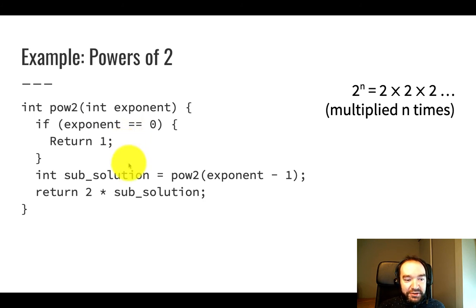Otherwise, we're in a general case when the exponent is greater than 0. And the idea is I'm going to say, calculate everything after the first 2 times. So recursively compute all the other 2 times parts. That gives me the product of everything after the first 2 times, and then I need to multiply that number by 2. So call pow2 recursively on exponent minus 1. That gives me everything mathematically after the first multiplication sign, and then I multiply it by 2 to make the overall answer.